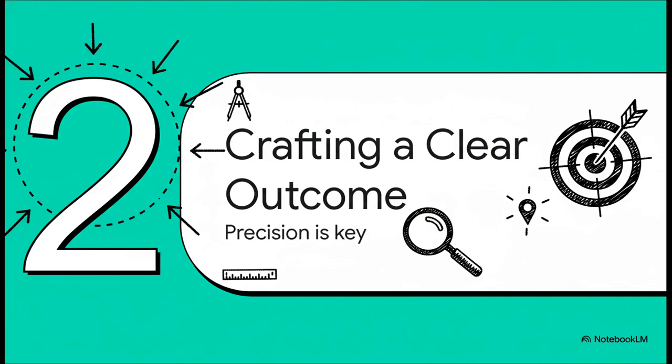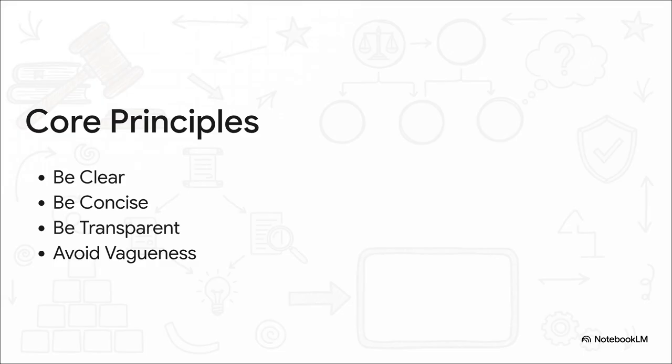All right, so let's get into the how-to. How do you actually craft a clear outcome? Look, this isn't about using fancy, flowery language. It is all about laser-focused precision. Your number one goal here is just to be understood, period. No ambiguity. So here are 4 core principles. They're simple, but they are so powerful. Be clear. Be concise. Just get straight to the point.